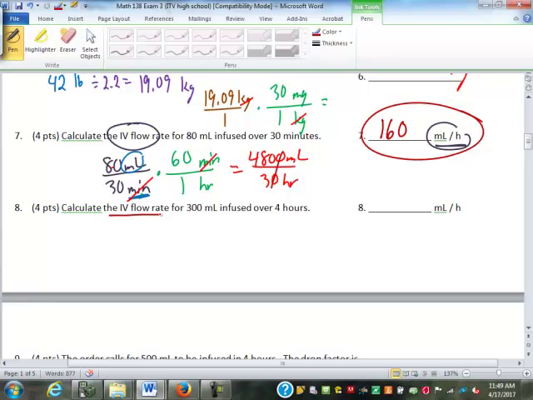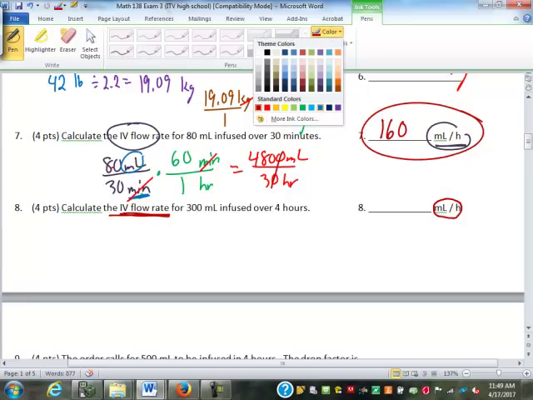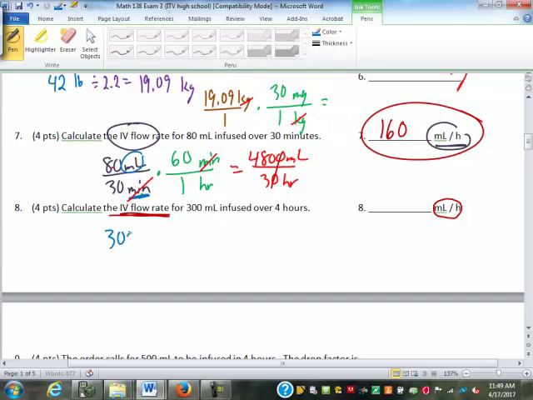So again, calculate the IV flow rate for 300 milliliters infused over 4 hours. We need to look for the units in our answer. We're looking for milliliters per hour. Looking at what we have here, we have 300 milliliters over 4 hours. Well, we already have milliliters over hours here. Milliliters on top, hours on bottom. That's exactly what we want. So all we have to do here is simplify, divide it out. 300 divided by 4 is 75 milliliters per 1 hour.